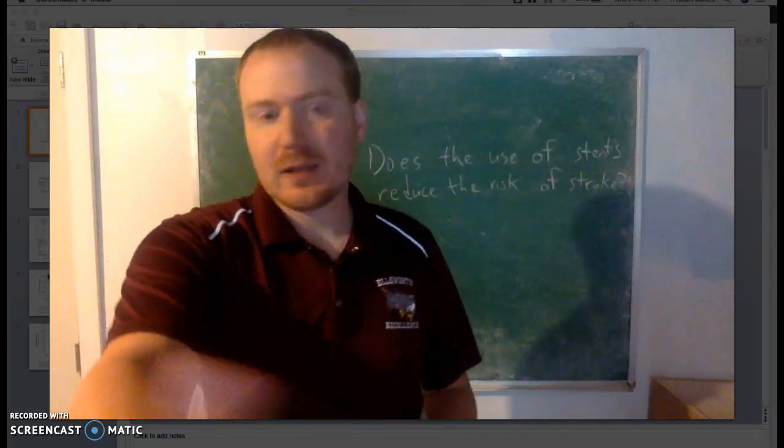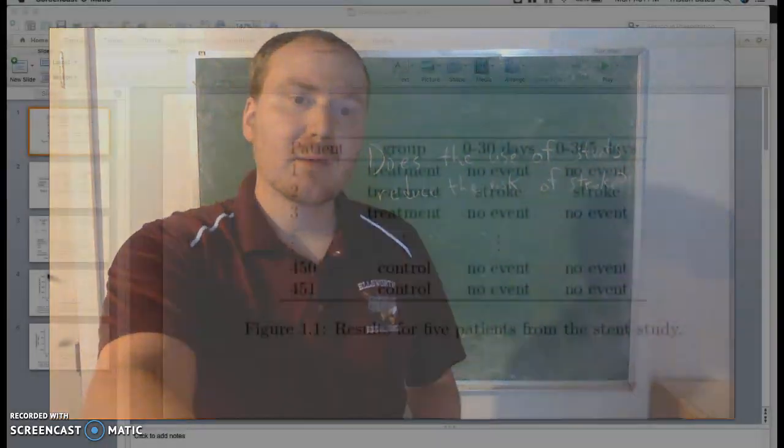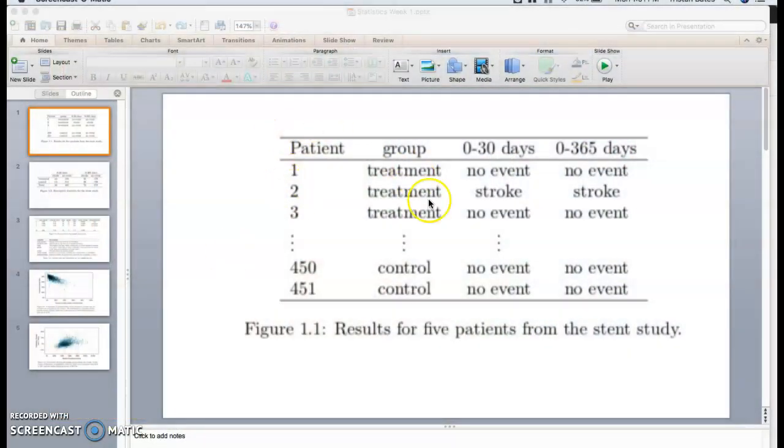After we create those two groups, we would then go out and collect some data, and we'll look at some data right here. Each of these is a different patient. We have 451 different patients. They're split up into the treatment and control groups. So patient 2 was in the treatment group, and they had a stroke in that 0 to 30 days, also the 0 to 365 days. So we'd collect the data here.